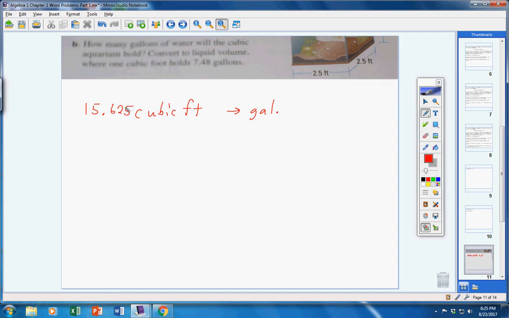15.625. So in order to solve this problem, we need a conversion factor. And here it is. Look at this. See it? 1 cubic foot equals, or holds, 7.48 gallons. That easy.